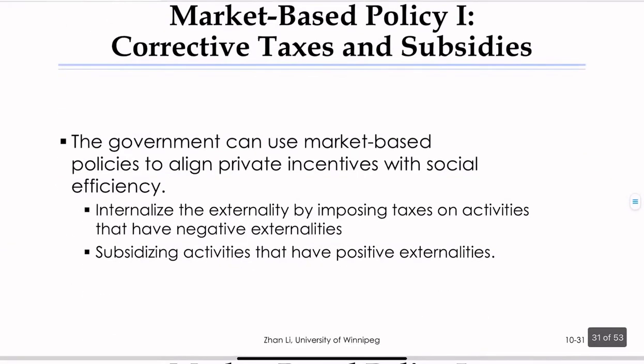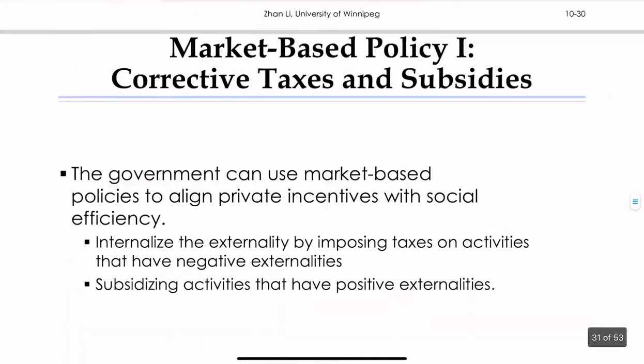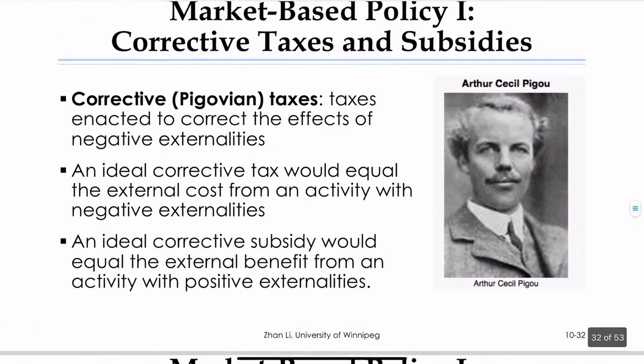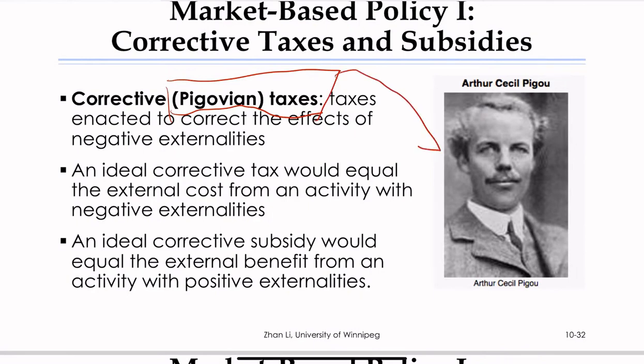Okay, let me go to this section on market-based policy. So the corrective tax, right? The corrective tax is the tax which is imposed to correct the effect of negative externalities. So in the case we just mentioned, the aluminum factory polluting the air, the tax imposed on this aluminum factory is a corrective tax. The corrective tax is also called a Pigovian tax because this kind of approach, this kind of method, was proposed by this guy.